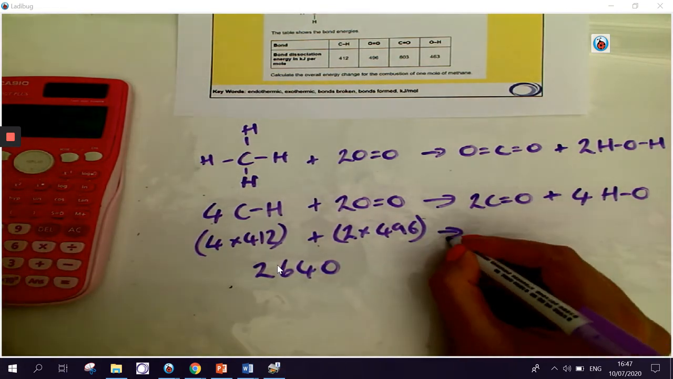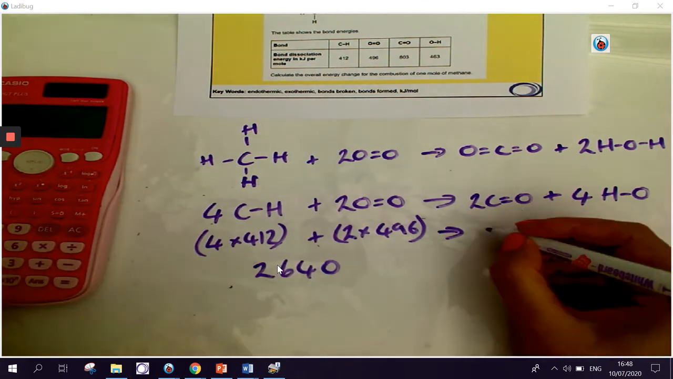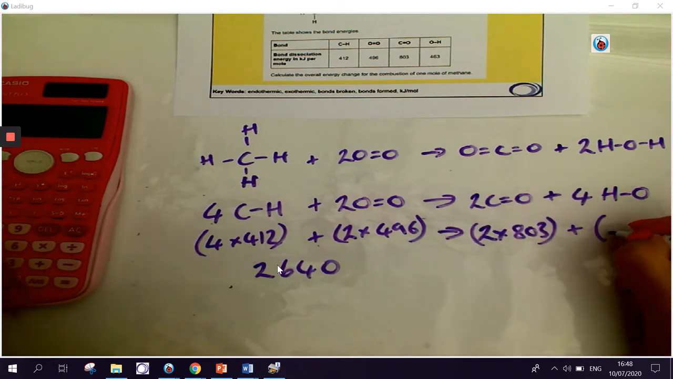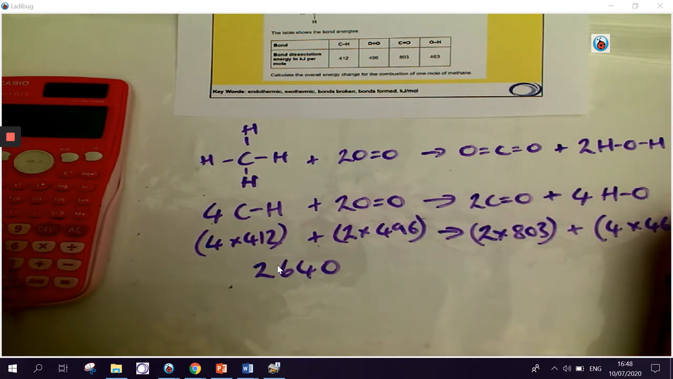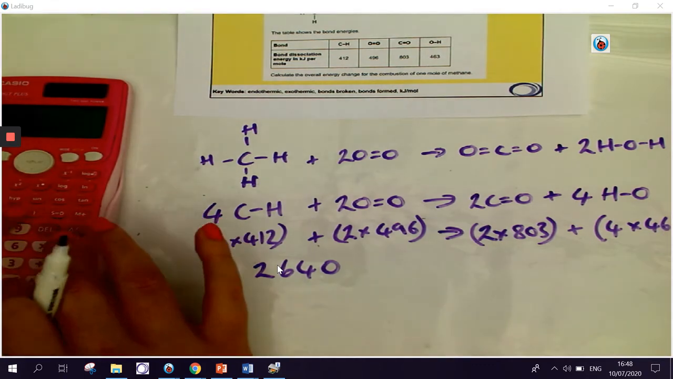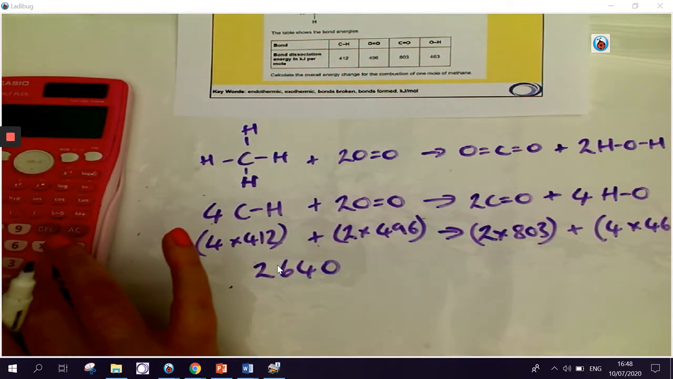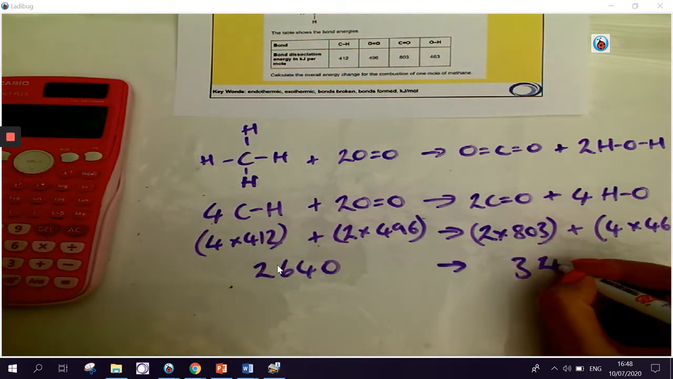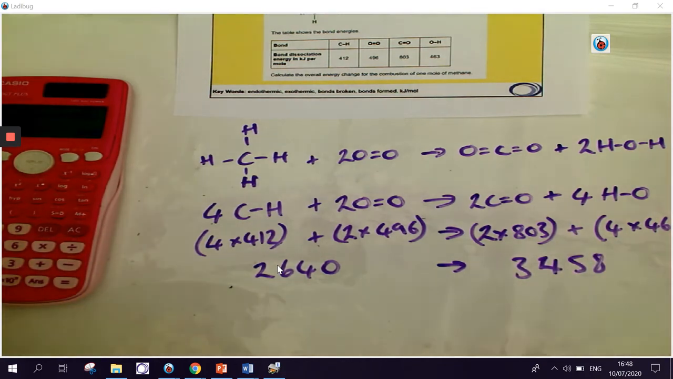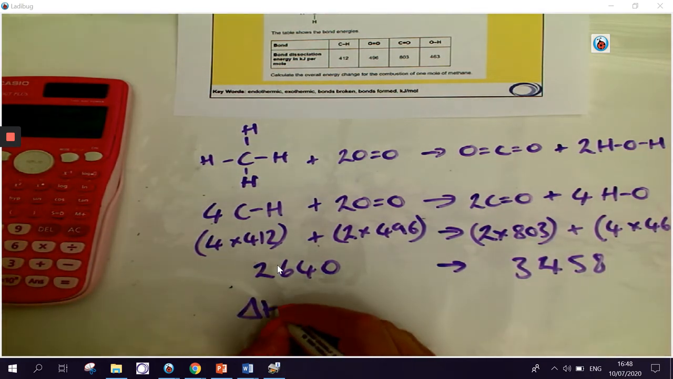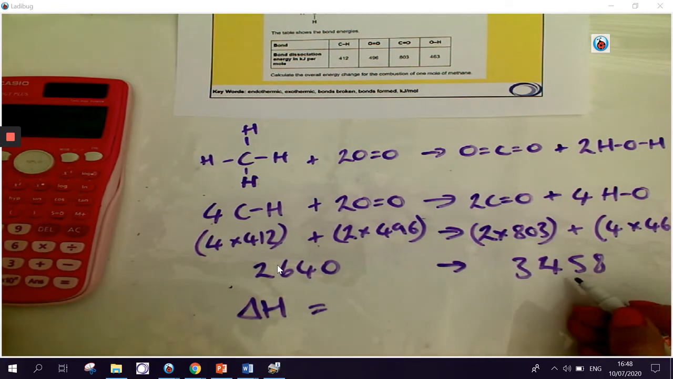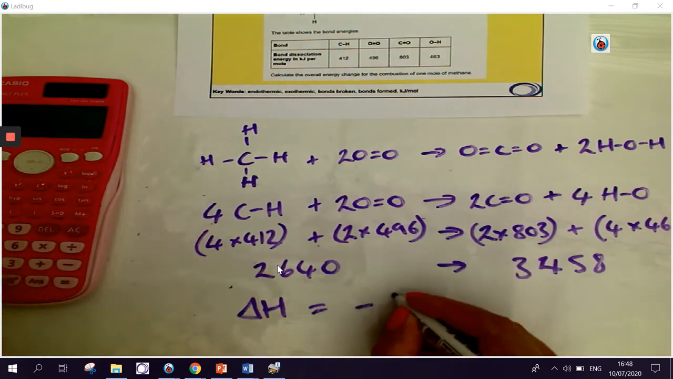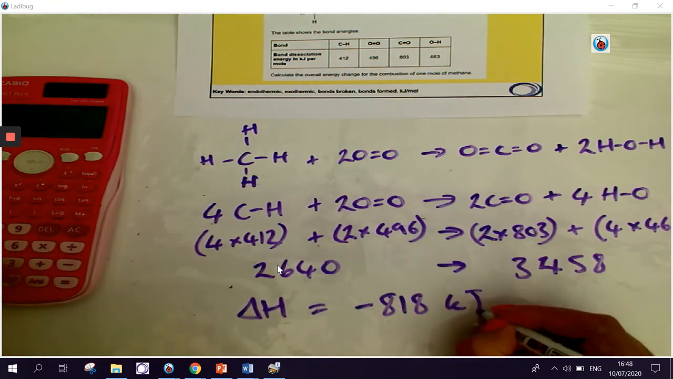And when I form my products, I will release 2 times 803, add 4 times 463. So 2 times 803, add 4 times 463. I release 3,458 kilojoules per mole. So the overall energy change is reactants minus the products, which means it will be minus 818 kilojoules per mole.